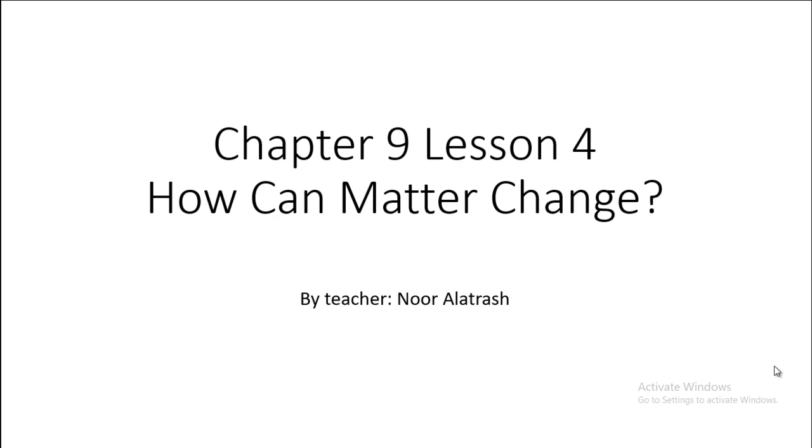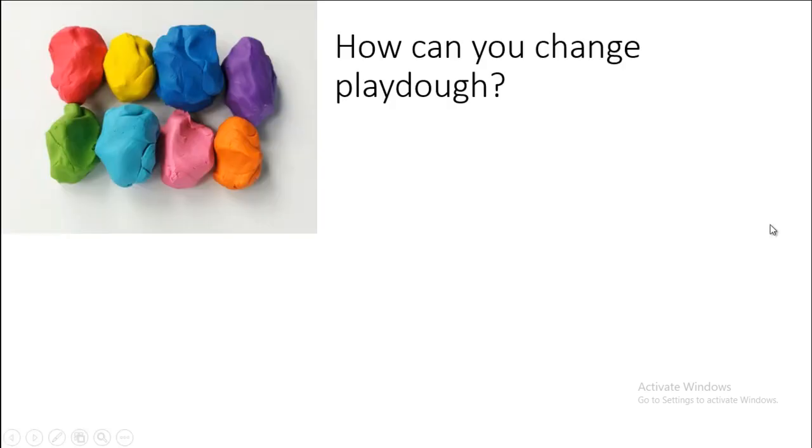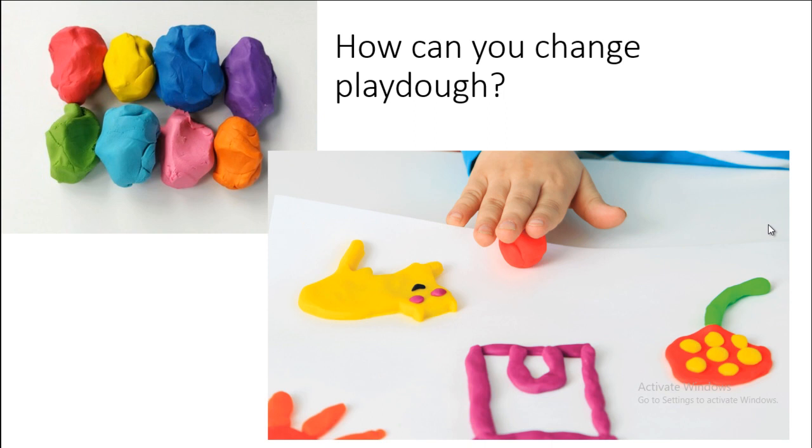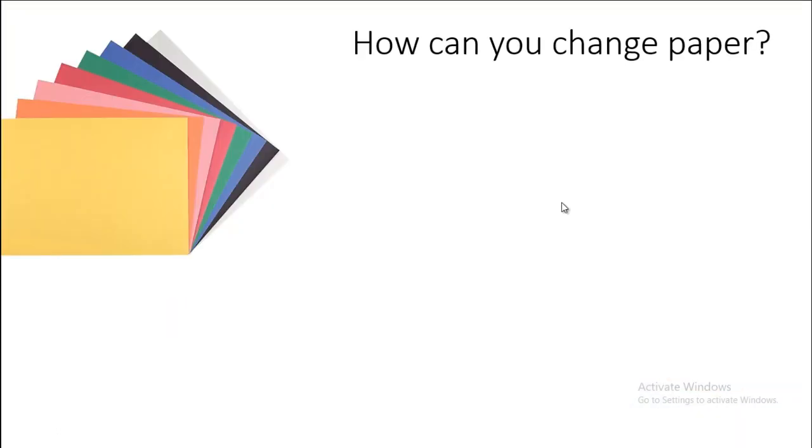If the matter was solid, we can change it in many different ways. Look at this picture. Play-Doh. How can you change Play-Doh? You can make shapes with it. You can change the shape. So we can call it shaping. Shaping. How can we change paper?